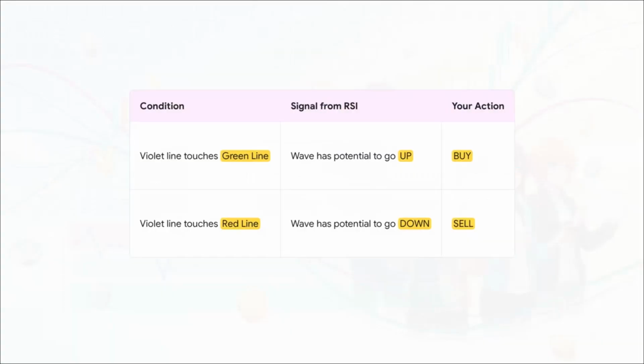Okay, this is it, the core rule. And honestly, it's super simple. Below your chart, you've got this violet line moving around. You just need to watch 2 other lines, a green one up top and a red one at the bottom. Here's the play. When that violet line dips down and touches the red line, it's a signal that the market is oversold and the price could be about to bounce back up. That's your cue to buy. And conversely, when the violet line climbs all the way up and hits that green line, it means the market's overbought and might be ready to drop. So what do you do? You sell. That's the whole game, right there.